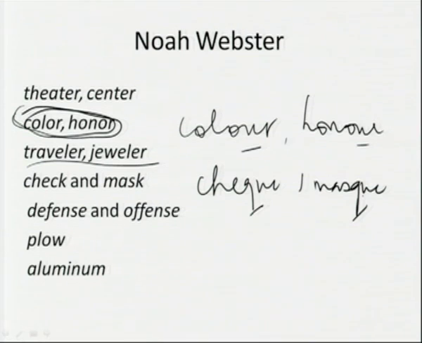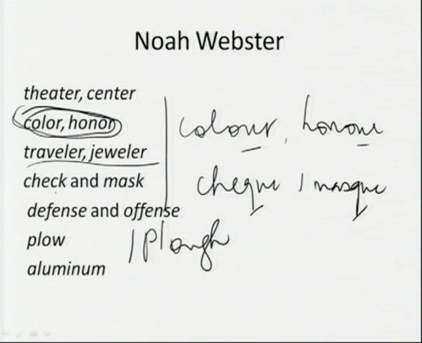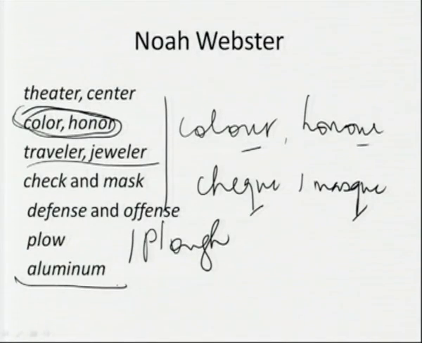In fact, many of my PhD students ask me, ma'am, should we write defense with a C or defense with an S? So, defense, sorry, and offense, plow, P-L-O-U-G-H for P-L-O-W. So, these are all British spellings, and these are their American counterparts, as the attempt was more or less successfully made by Noah Webster. And also an important word is aluminium. So, you do not have the I here, you take out the I, you have aluminum.